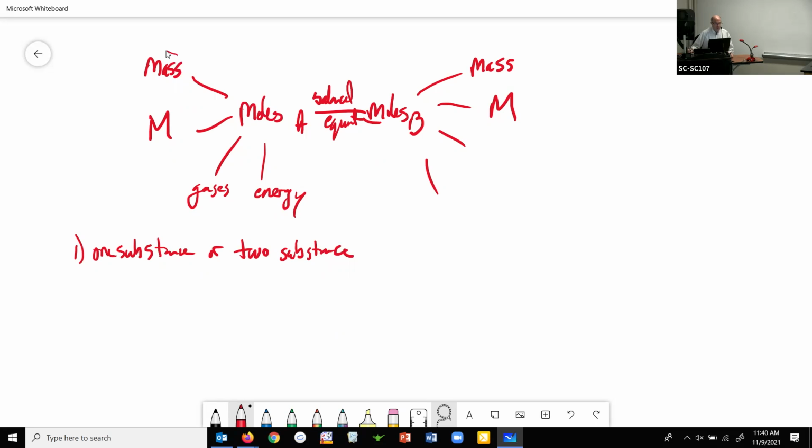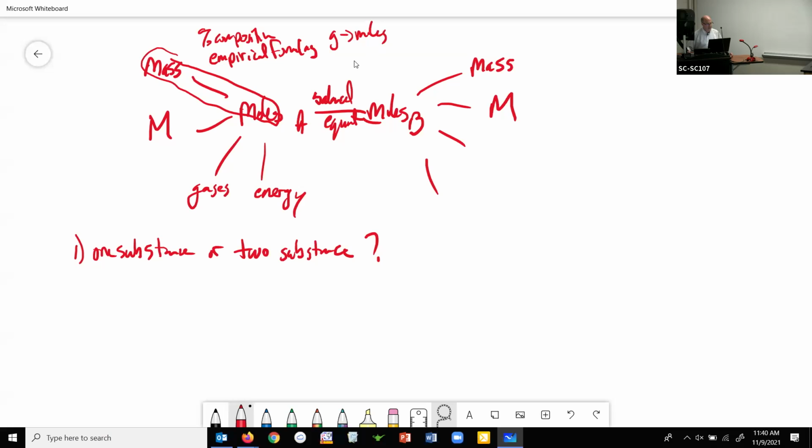So what we've done so far is look at this mass to moles relationship, and that's coming in a couple of different ways. We've talked about percent composition. We've talked about empirical formulas. And underlying both of these is how do you get from grams to moles, and how do you get from moles to grams?